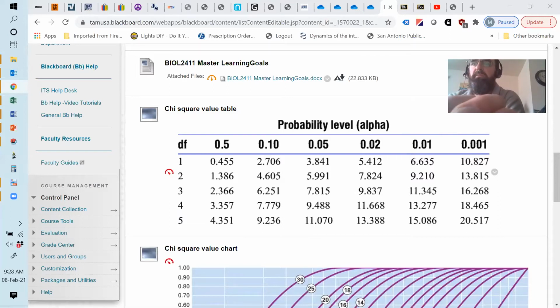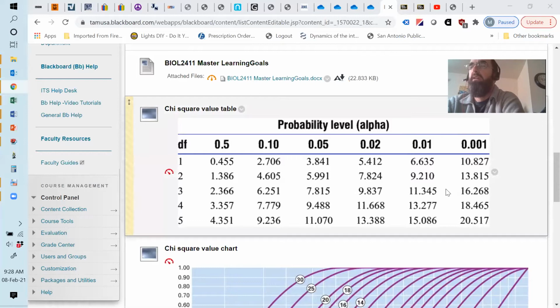Degrees of freedom, 3, p-value of 0.001. All right, so what this is actually really telling us is that we have a probability of 1 in 1,000 that the difference that we saw is purely due to chance.